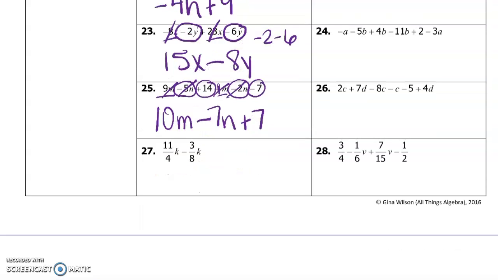27, we have fractions, but you do just the same. So 11 fourths minus 3 eighths. Just keep that as an improper fraction. So 19 over 8, and then the k goes off to the side. Do not write it as a mixed number. It needs to be written as an improper fraction.